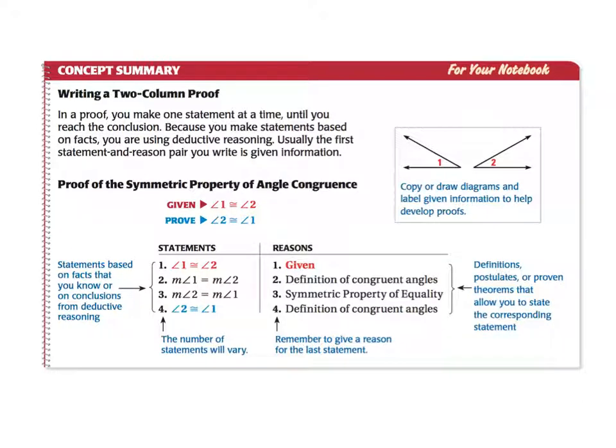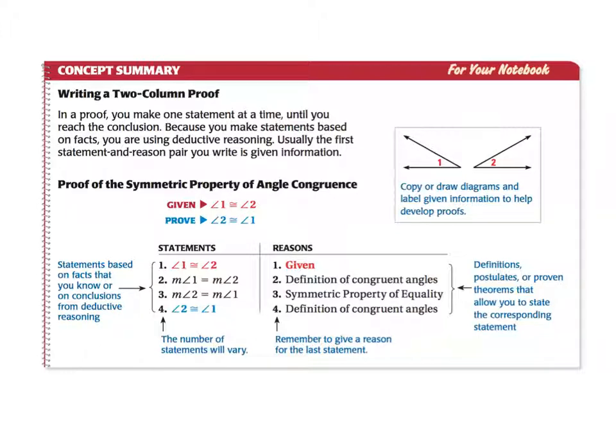Here's a nice graphic that I found from your textbook that summarizes what a 2-column proof is. When you're writing a 2-column proof, you make one statement at a time until you reach the conclusion. Because you make statements based on facts, you are using deductive reasoning. Usually the first statement and reason pair you write is given information. This was stated in the last section of notes when we did the algebraic proofs, that you always start with what is given. The rest of this graphic shows you how to set up a proof.